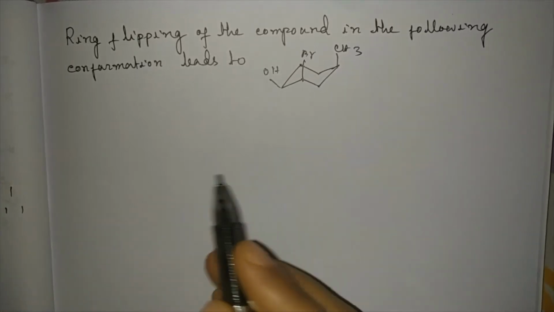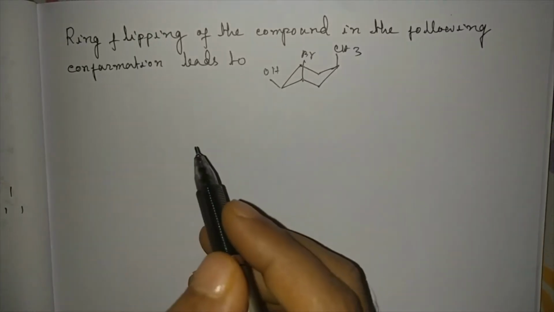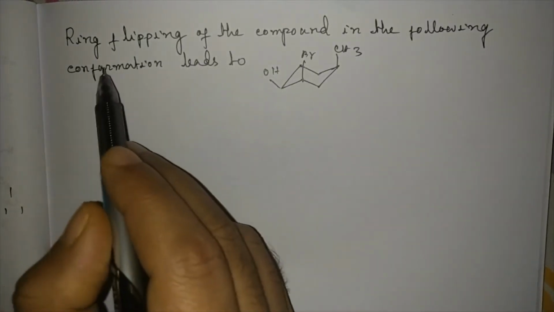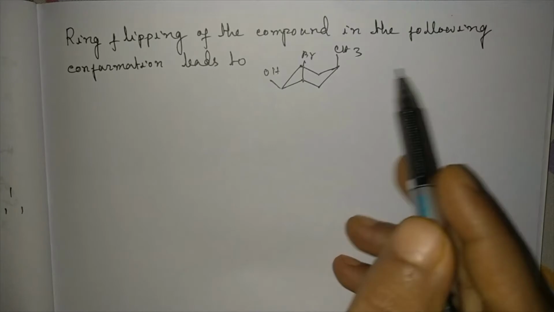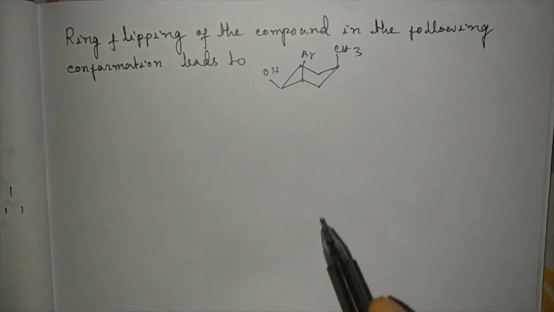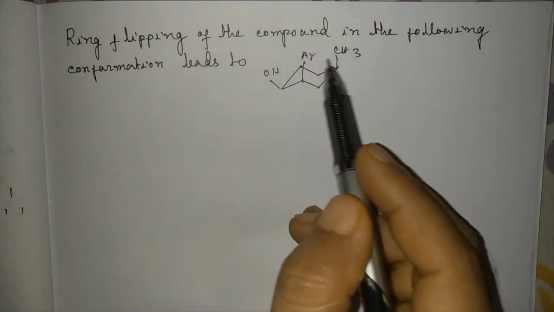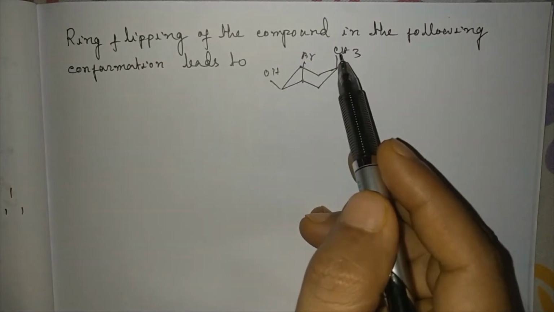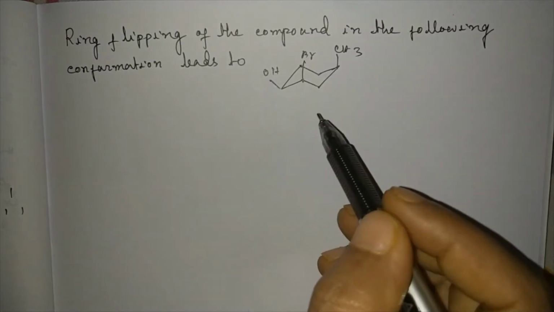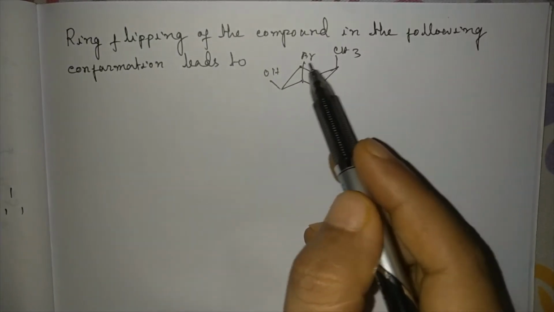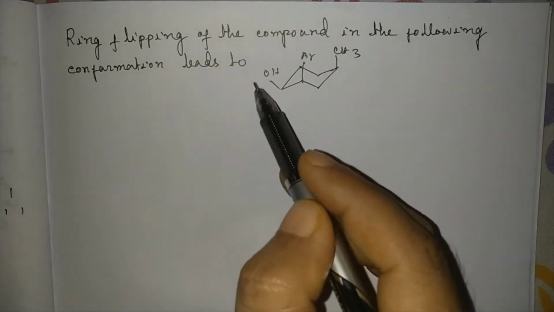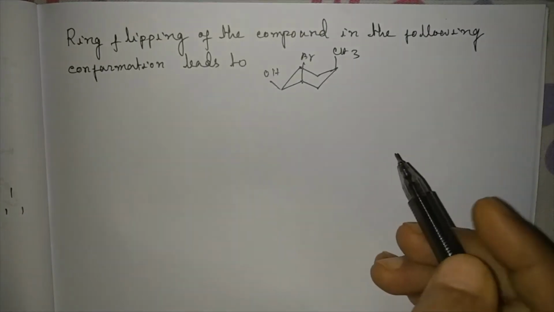Today in this video I am going to discuss the GATE 2016 solution of the organic part. The first organic question was: ring flipping of the compound in the following conformation leads to. So this was the compound. Here the Br and CH3 both are in axial position whereas the OH is in equatorial position. So after ring flipping, what will happen? The axial group will come into equatorial position and the equatorial group will come into axial position.